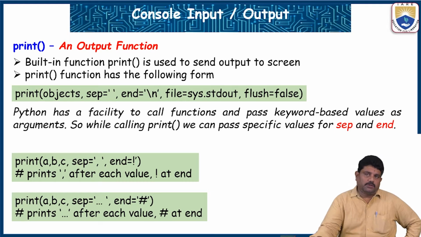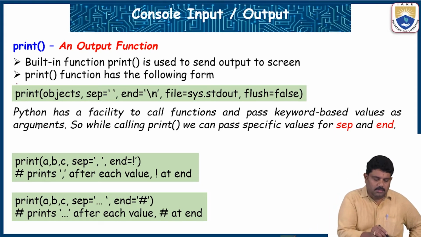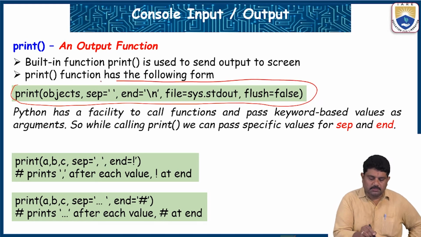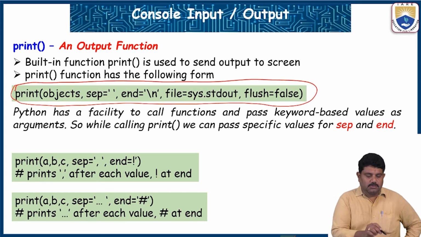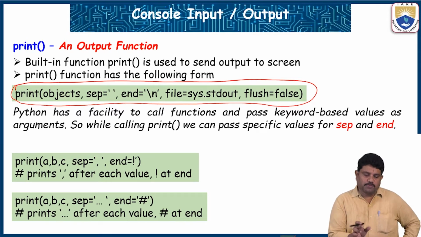The print function has the following syntax. Print, parenthesis open, and then objects. What are the objects you want to print? You have to pass those objects, then a comma, sep, the separator between the objects, and end equal to backslash n. By default, the separator is a space, and by default, the end of the line is backslash n. It indicates that after printing the objects in a line, it goes to the next line automatically. That is the meaning of the backslash n.